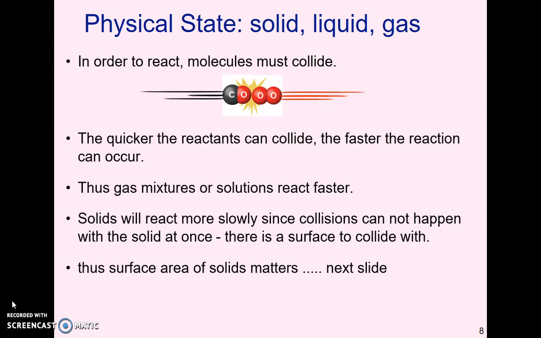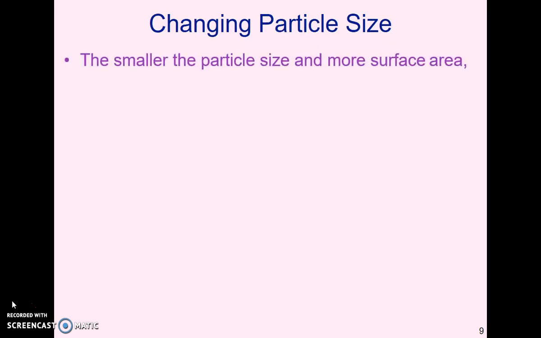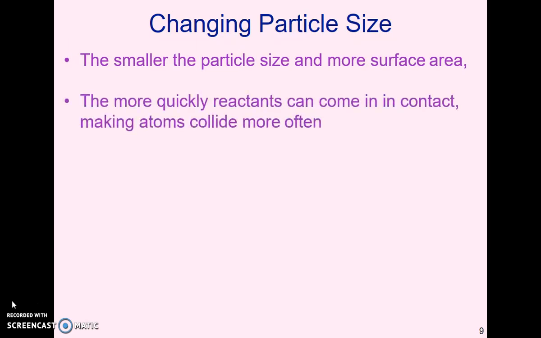That being said, if you have a solid, the thing that matters is the particle size. The smaller the particle size, or the more surface area, the more quickly reactants can come into contact with each other, making the atoms collide more often. As a result, that will increase the reaction rate. If you remember in AP Bio, we talked about how small things or small cells have more surface area. That's sort of like the area that an object has to collide. So the more area they have that can come into contact with what they need to react with, the faster the reaction will occur. And it just so happens that things that are small have greater surface area.